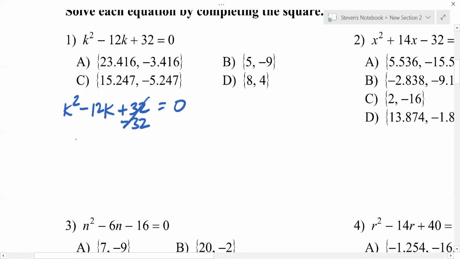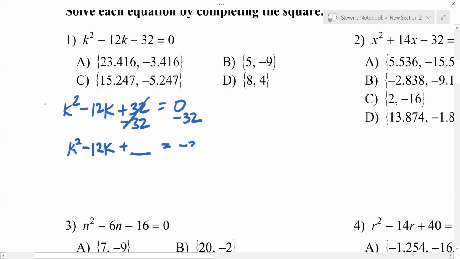So now I have k squared minus 12k equals, and then I'm going to write plus blank equals 0 minus 32, which is negative 32. Make sure you have a calculator ready so you can calculate. And then we're going to complete the square here. So this blank is our new c term that I'm going to add in. So how do we figure out what that is? We're going to take half of the b term and square it. We're going to take b and divide it by 2 and square it.